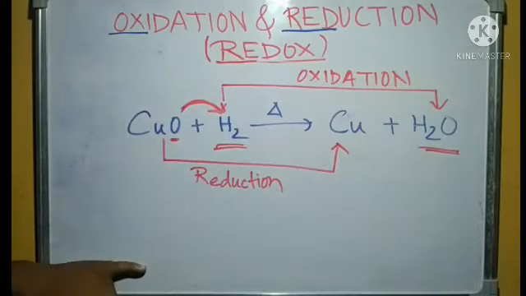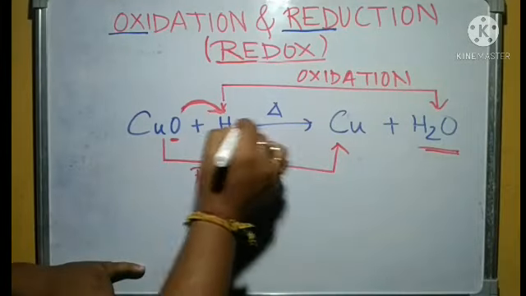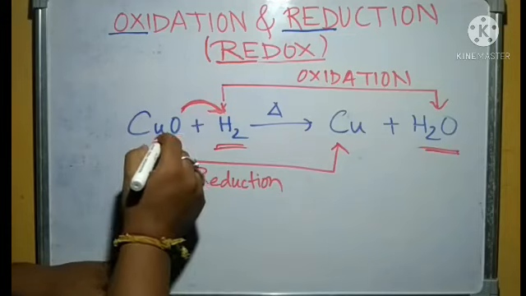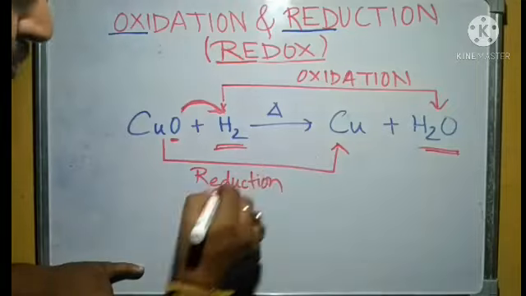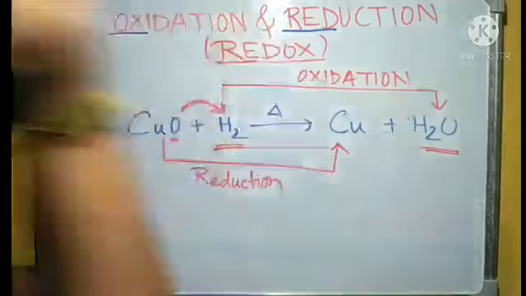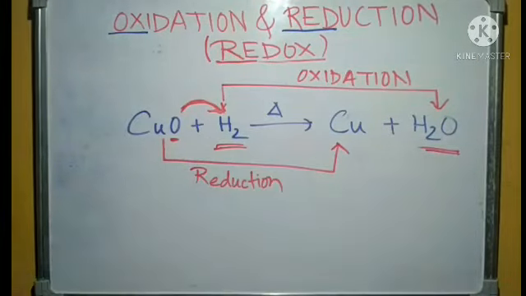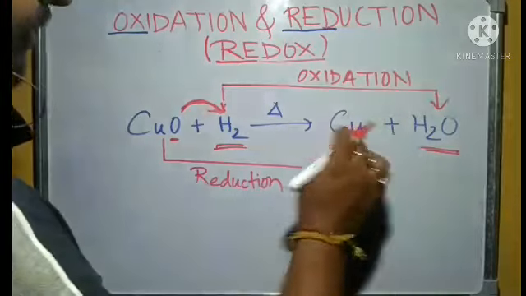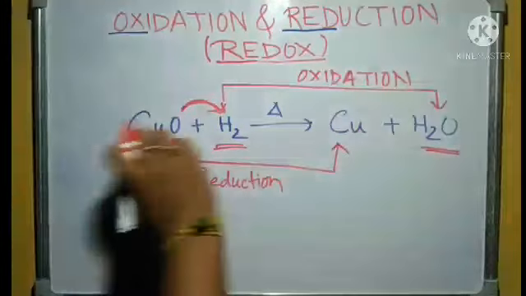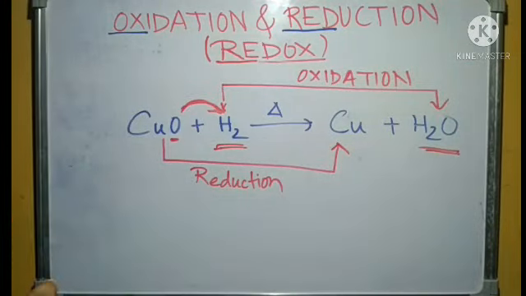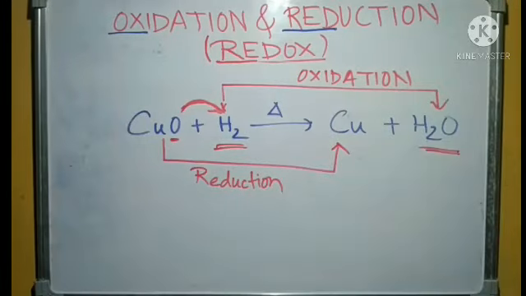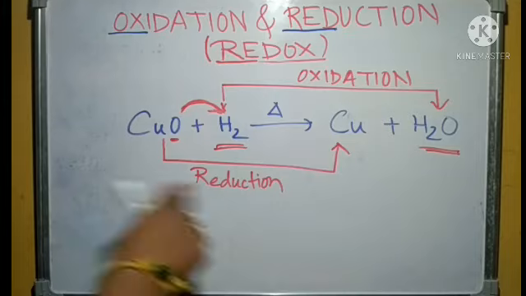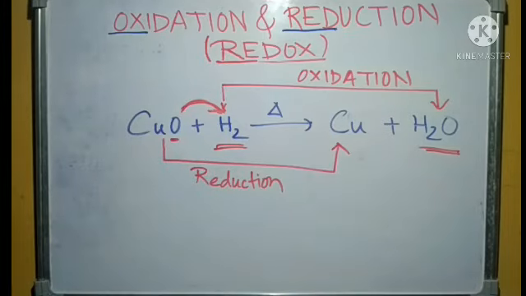Yes. Why? Because hydrogen is getting an extra oxygen atom to give water, and copper oxide here is losing an extra oxygen atom to give copper. So losing an oxygen atom is reduction and gaining an oxygen atom is oxidation. So in the same reaction, this is only one reaction: copper oxide plus hydrogen gives copper and water. But in the same reaction, we are seeing that there is a reduction process and here there is an oxidation process. So that means in the same reaction, reduction and oxidation both are taking place.